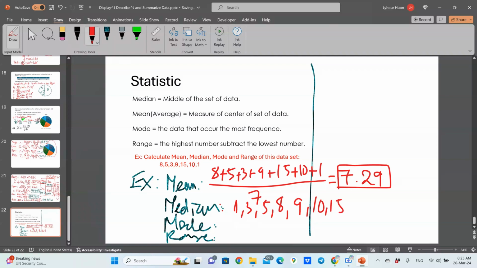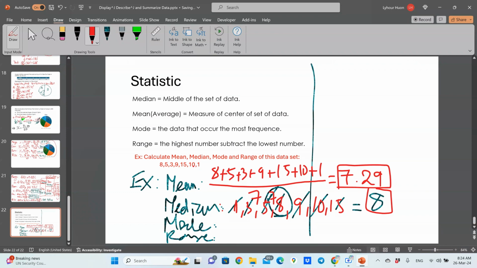Then, what is the center? We always cross out from both sides, here and here, here and here, here and here. So the leftover will be the median, 8. But if the set of data has an even number of values, for example if they have another number, let's say 7s, we cross out 7 and 8. So how do we find the median? We add these two numbers and divide by 2.